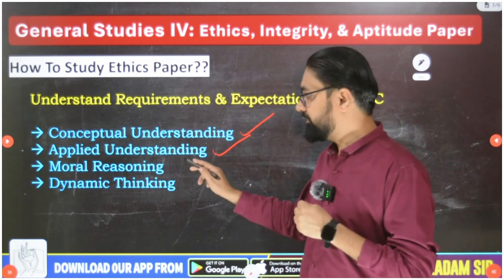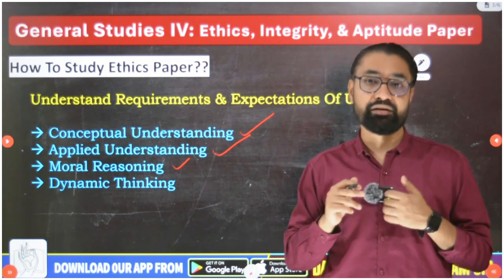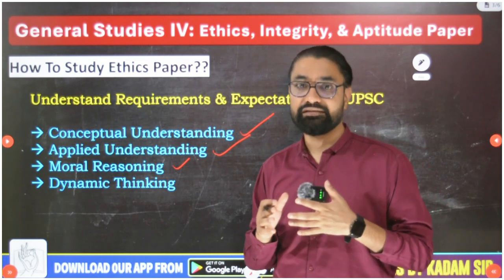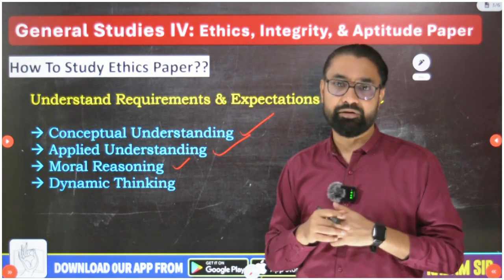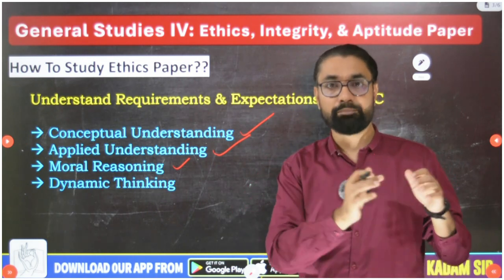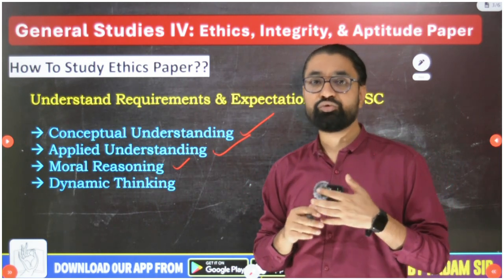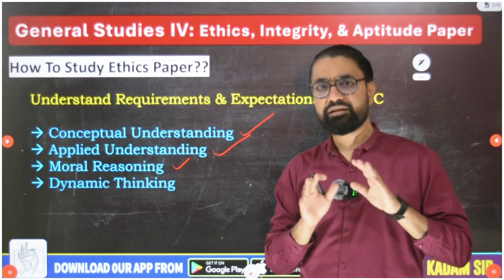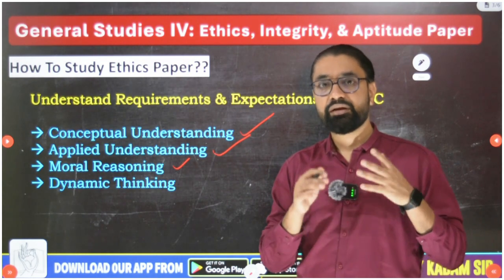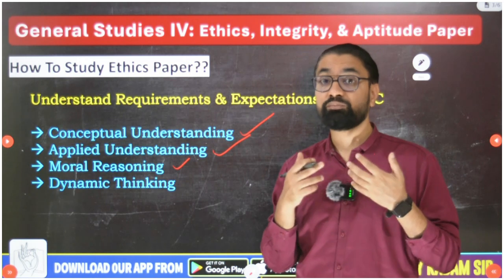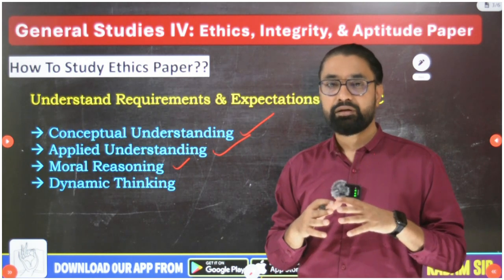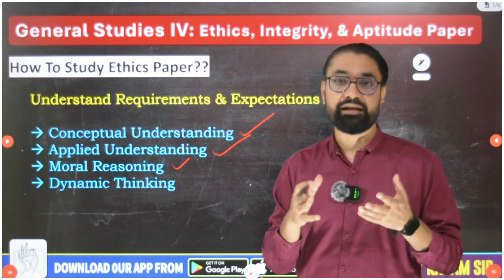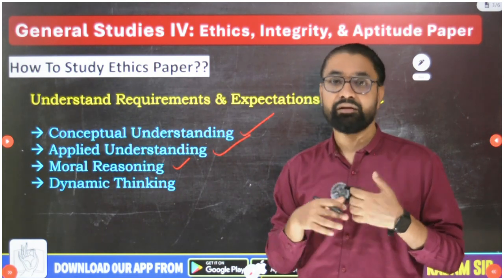And the third thing is moral reasoning. You should be able to do moral reasoning to solve moral dilemmas, because all case studies are a kind of moral dilemma. Even in Section A, most of the time UPSC asks quote based questions. Every year they ask 3 quote based questions. In those, you have to do moral reasoning: what this quote talks about, what the essence of this quote is, and on the spot you have to critically analyze the quote and explain your understanding of it.